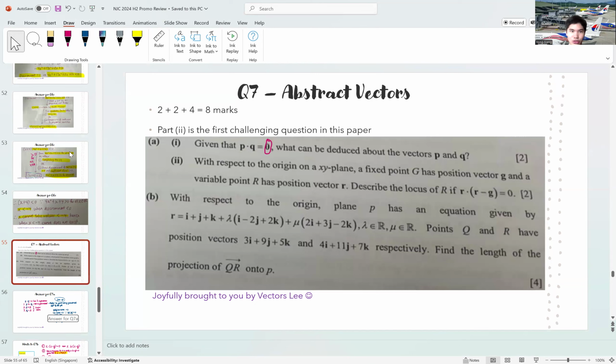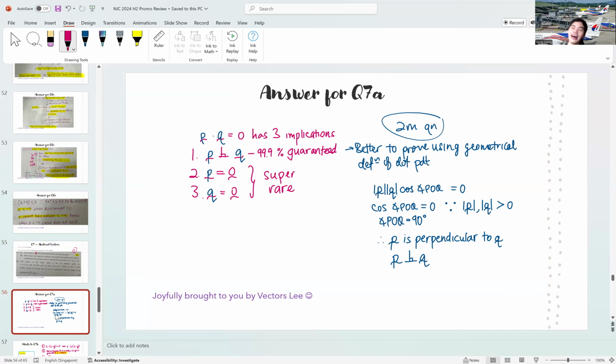But you are only going to get 1 mark out of the two. 1 mark, if I say the marker was strict. Why? Because there are two other alternatives you need to consider. What if P was a 0 vector, or Q was a 0 vector? So we need to consider these two as well.